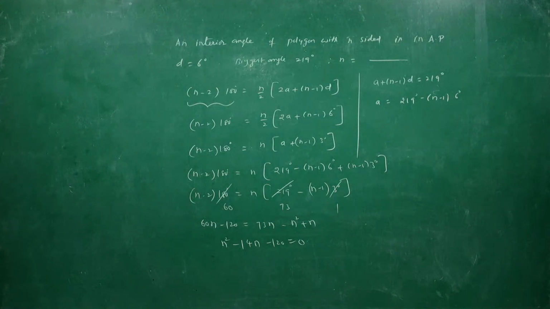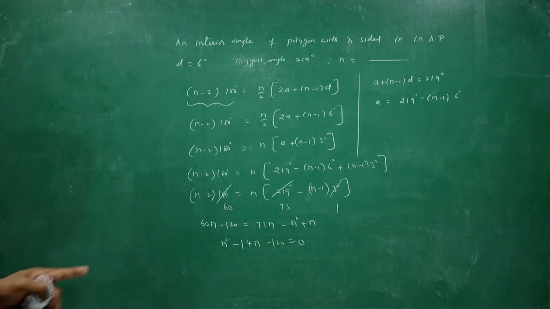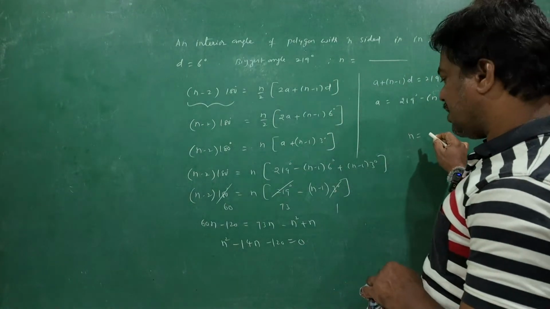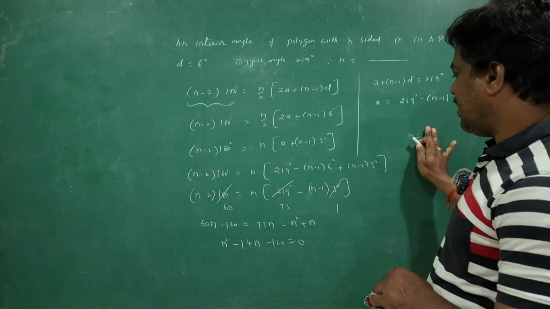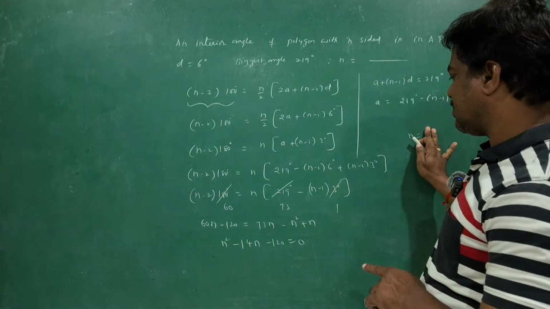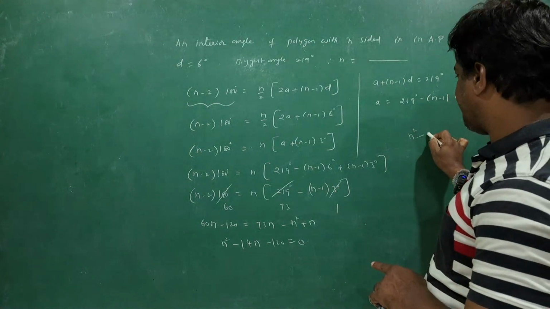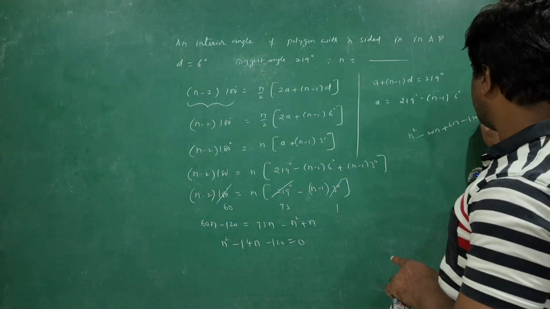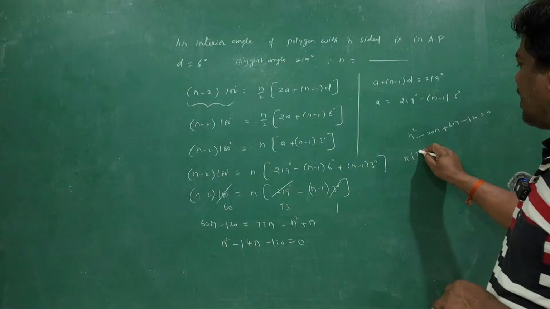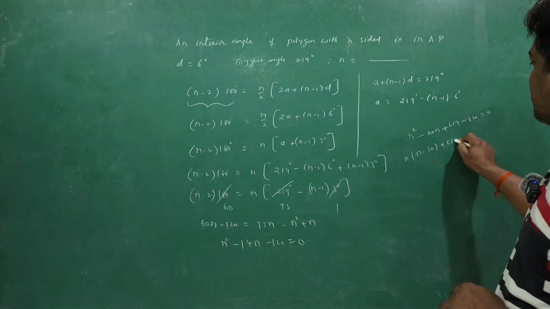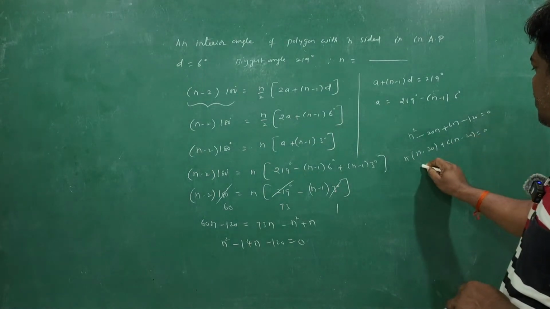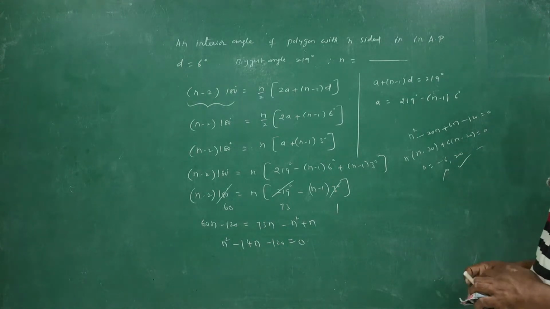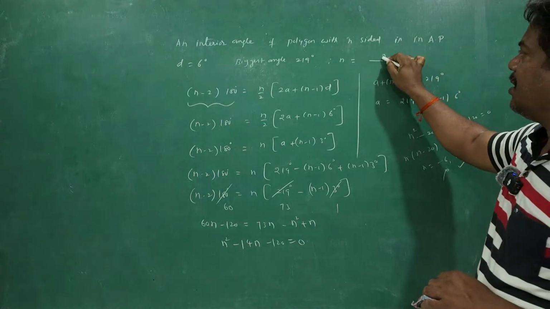Okay. Now the value of n after factorization: n square minus 20n plus 6n minus 120 equals 0. Take n common, n minus 20, 6 common, n minus 20 equals 0. So n is either minus 6 or 20. Minus 6 is not possible, so n equals 20. Answer: 20.